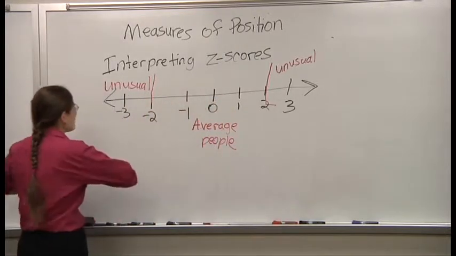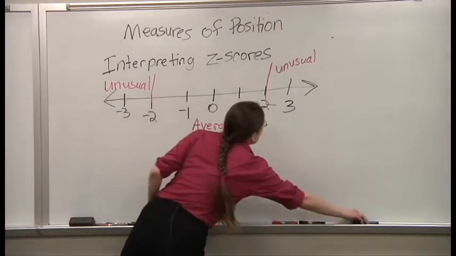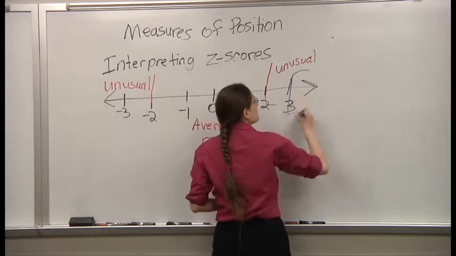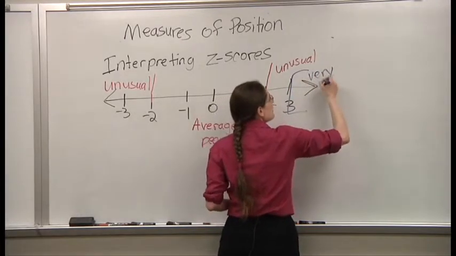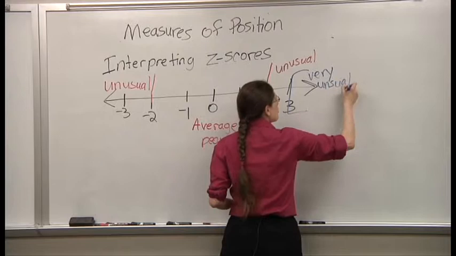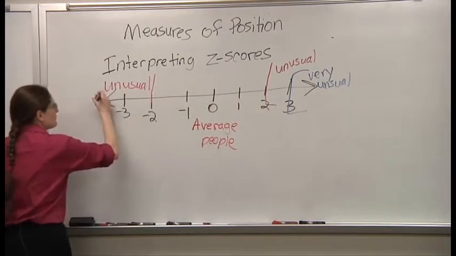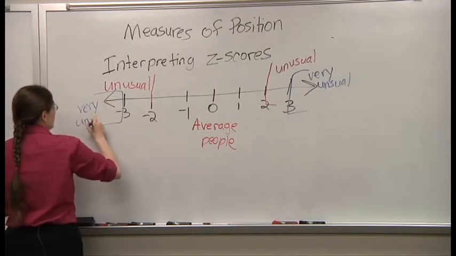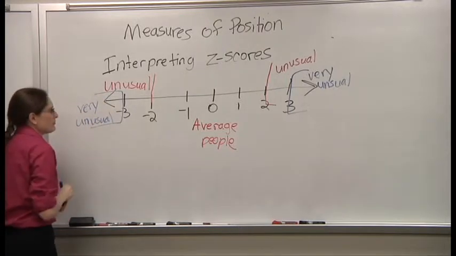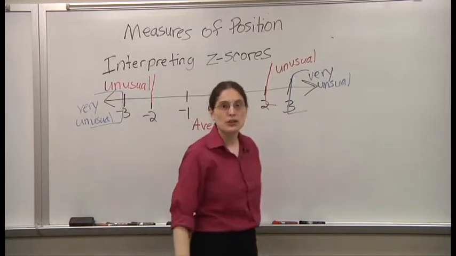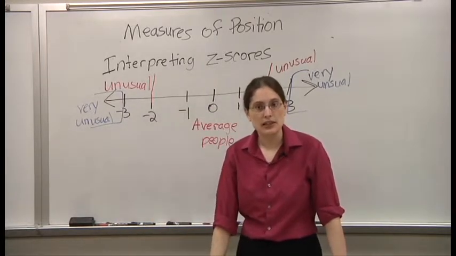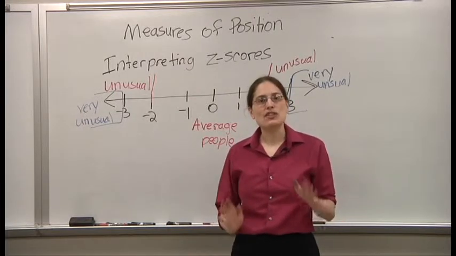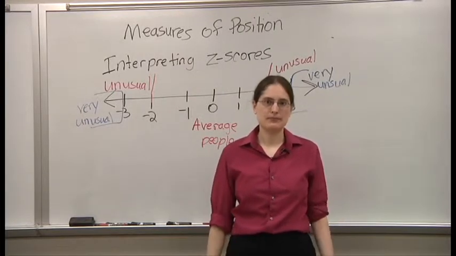And anything beyond 3 or beyond -3 would be very unusual. There are people who are 6'10". There's nothing wrong with it. It's possible. It's just not very common.